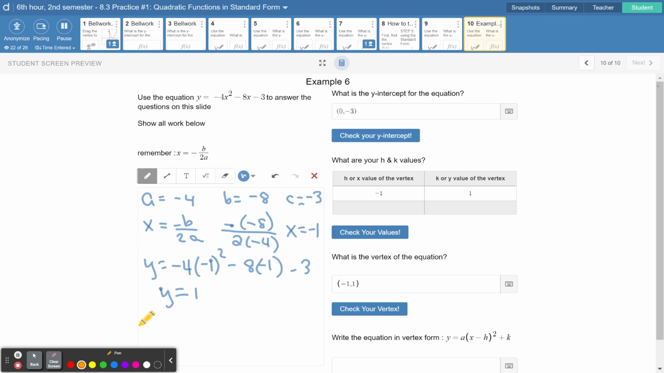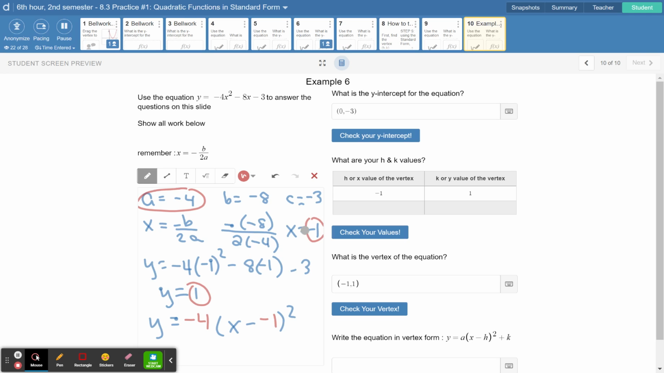And then what we would do next, we want it in vertex form. So all I'm doing is replacing the h, the k, and the a. So my a value we said was negative 4. My k value we said was negative 1. And then my h value is negative 1, my k value is positive 1. So then all you need to remember for this is that a negative and negative make a positive.